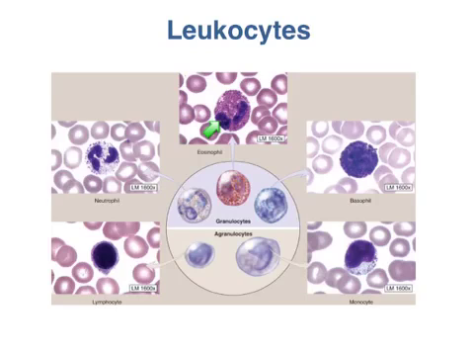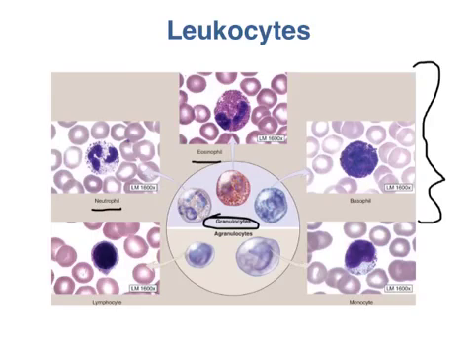There are 5 types of white blood cells, and they can be grouped into 2 categories. You have the granulocytes. The granulocytes are your neutrophils, eosinophils, and your basophils. They're called granulocytes because of these visible granules in the cytoplasm. And here, there are so many granules in the cytoplasm of basophils that the nucleus almost disappears.